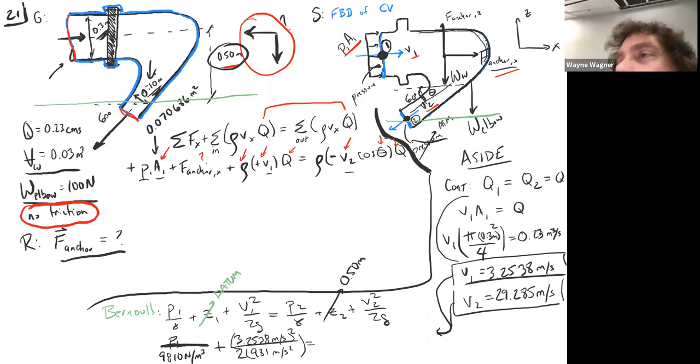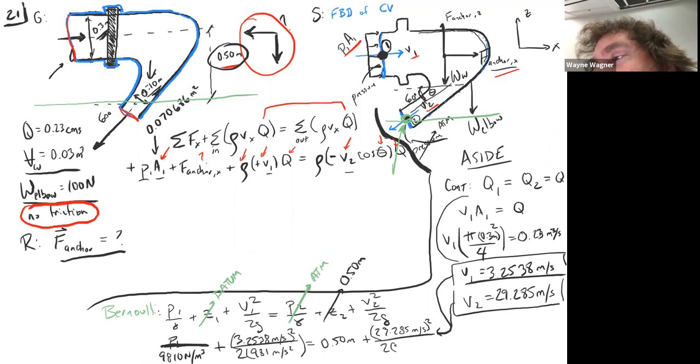Okay, so now we're going to go to P2, look right here, and we'll note that P2 is in fact 0 because it's atmospheric. So we're going to get rid of that by saying, oh, that's atmospheric. Okay, now we've got our 0.50 meters from Z2, and then here's our V2, plus 29.285 meters per second. Okay, and we're going to square that over 2 times 9.81 meters per second squared.